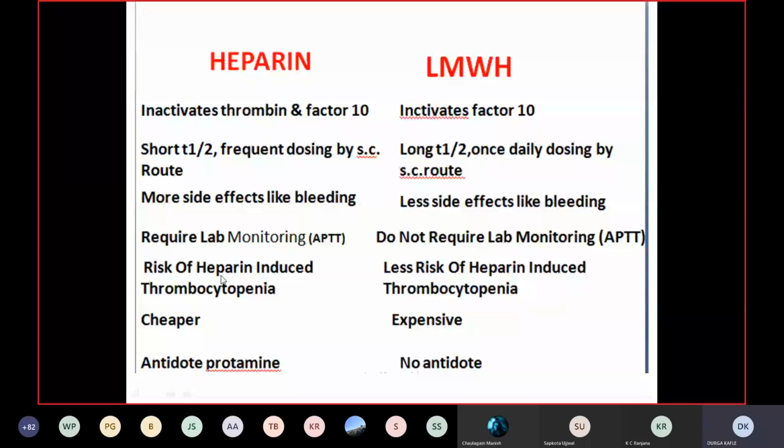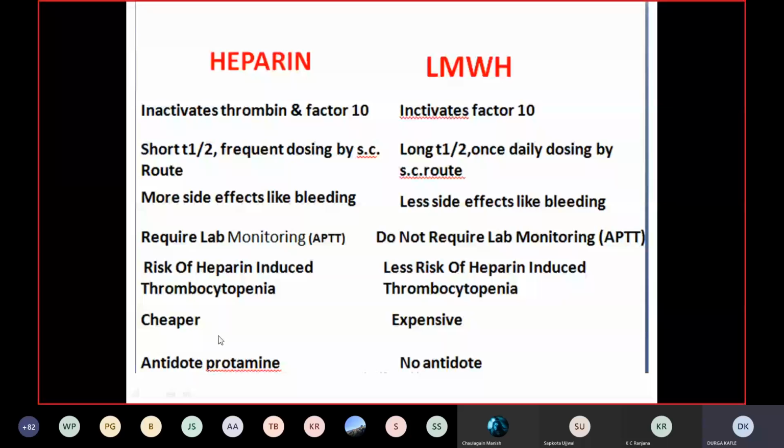The risk of heparin-induced thrombocytopenia is high with heparin, because of the induction of antibody formation that destroys the platelets and leads to thrombocytopenia. It has less risk with low molecular weight heparin. Heparin is cheaper, while low molecular weight heparin is expensive. This is one of the drawbacks of low molecular weight heparin.